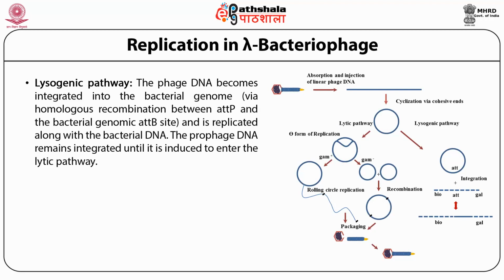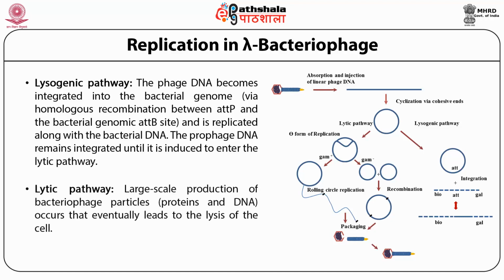The phage DNA becomes integrated into the bacterial genome via homologous recombination between the attP site and the bacterial genome attB site, and is replicated along with the bacterial DNA. The prophage DNA remains integrated until it is induced into a lytic pathway. In the lytic pathway, large-scale production of bacteriophage particles, proteins and DNA occurs that eventually leads to lysis of the cell.